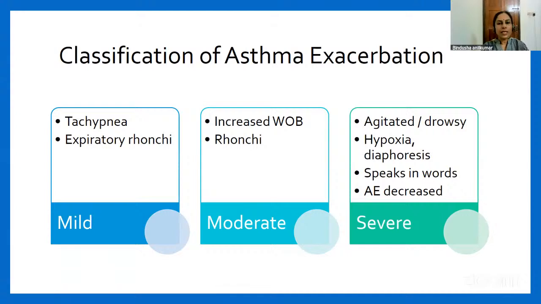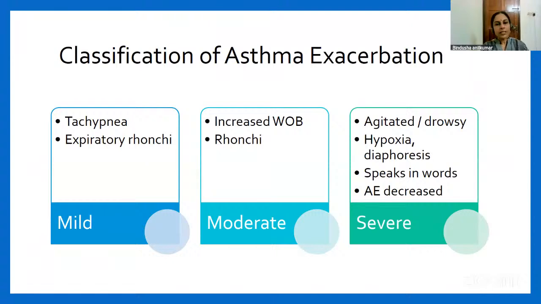If any child with asthma exacerbation is having an increase in the work of breathing, that child has at least a moderate exacerbation. Okay. In the case of severe exacerbation, along with the respiratory distress, there may be sensorium changes. The child may be agitated. If it's a small child, the child may be crying, or the child may be drowsy. There will be hypoxia, that means there may be desaturation, there may be sweating, and air entry may be decreased.